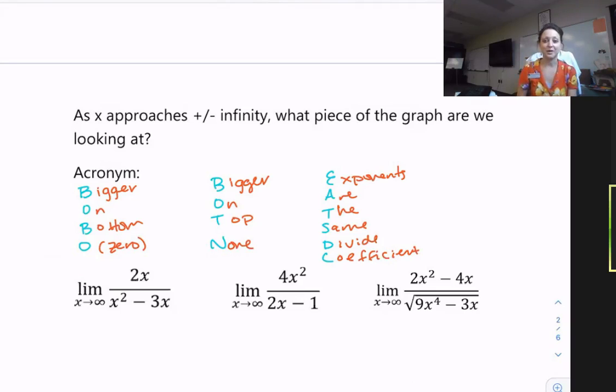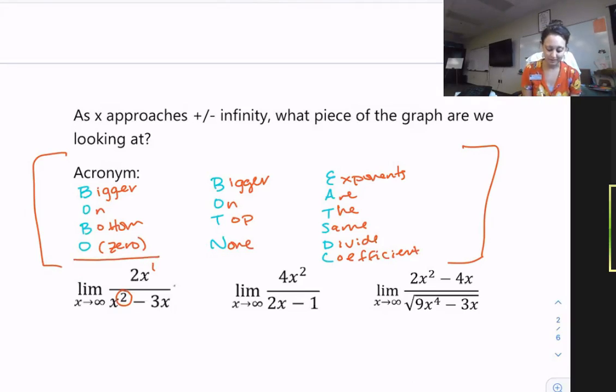All right, so let's take a look at the one on the left. We've got the limit as x approaches infinity, so that tells me I'm looking at a horizontal asymptote, so I'm going to use this strategy here, of 2x all over x squared minus 3. The degree of the numerator, your largest exponent, is an understood 1, but the degree of the denominator is 2. Since 2 is larger than 1, you have bigger on bottom, so this limit is going to equal 0.